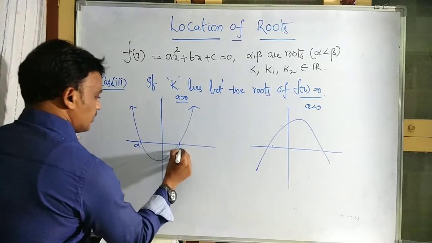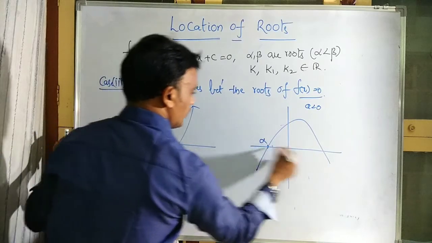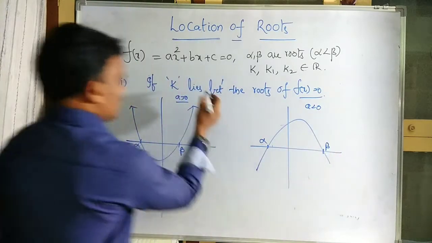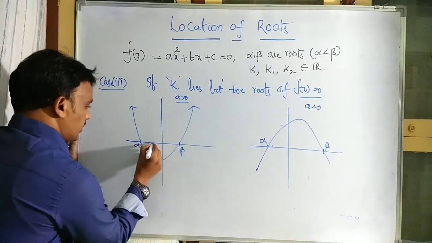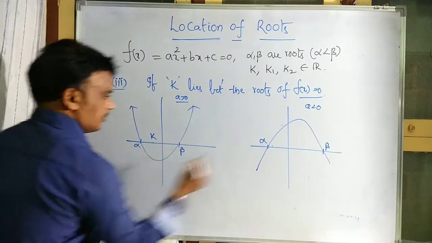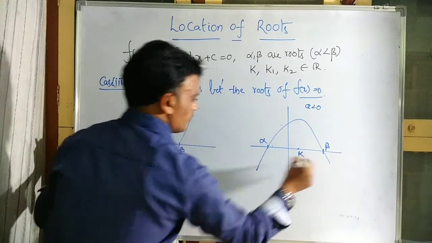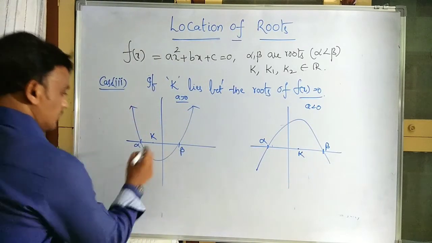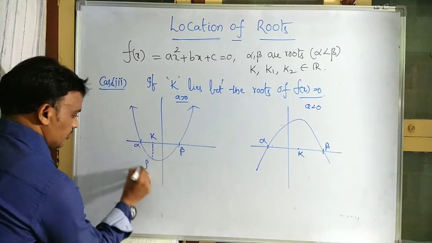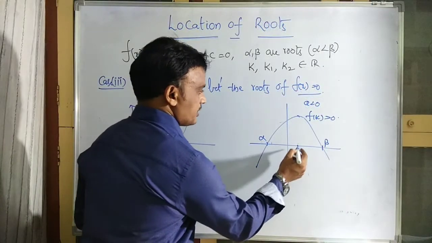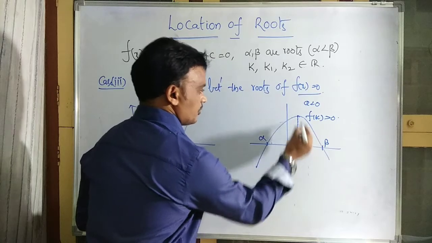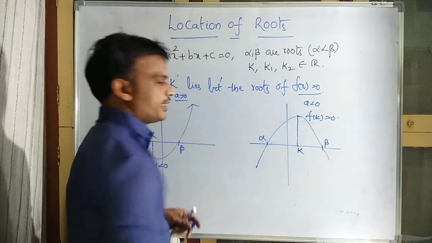Alpha, beta are the roots. K lies between the roots of the equation. Here somewhere, this is the k value between the roots, suppose. Now, this is the corresponding value. F of k is negative. Yes, what is the condition for this k? The corresponding value f of k is greater than 0.